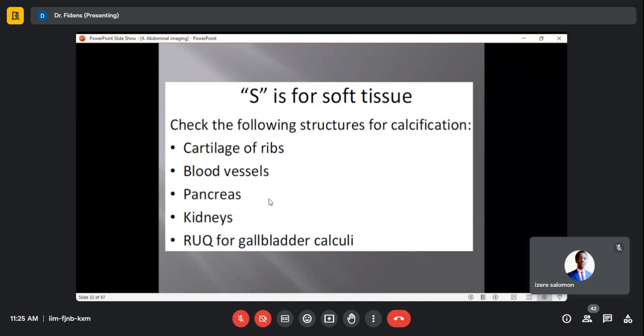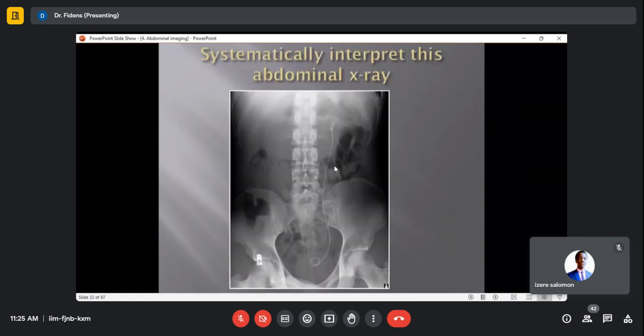Pancreas. You see, kidneys, right upper quadrant for gallbladder, calculi. Those are under soft tissues.